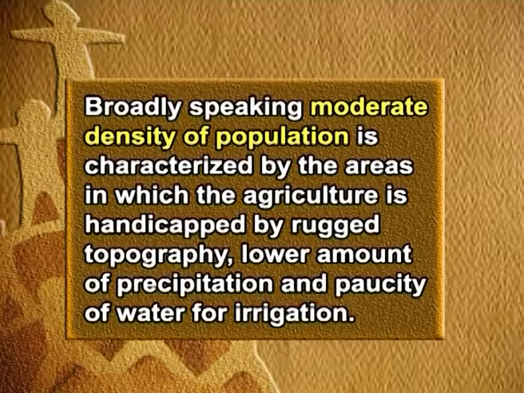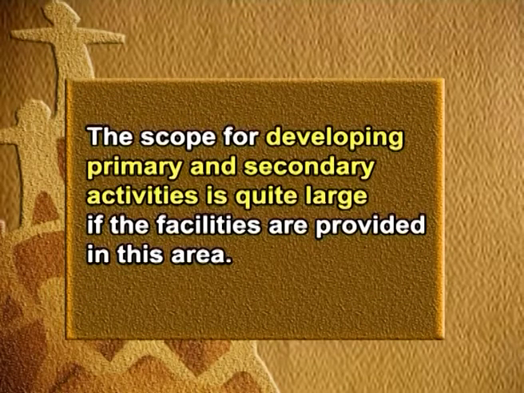Broadly speaking, moderate density of population is characterized by the areas in which agriculture is handicapped by rugged topography, lower amount of precipitation and paucity of water for irrigation. The scope for developing primary and secondary activities is quite large if the facilities are provided in this area.